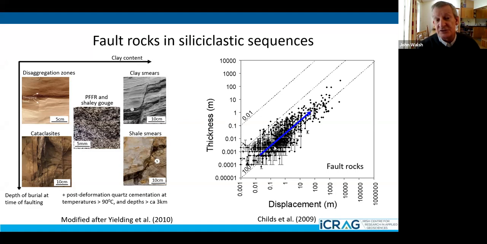You can see that as the displacement on a fault increases, and that might sometimes be as the number of earthquakes on a fault increases, then you get more and more fault rock, and the fault rock starts to broaden. And that fault rock, if you're in a sand-shale sequence, will have shales in it. And the shales are going to act as a barrier. So we can end up getting proper hydraulic effects.